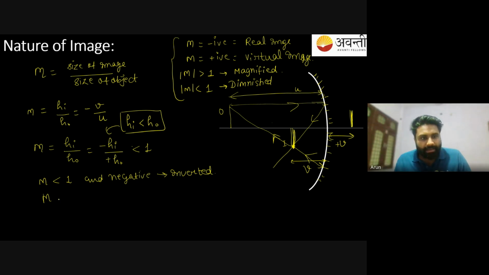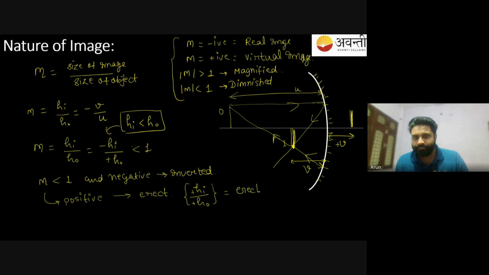But if m is positive, then the image will be what? Erect. See, because hi is also positive and ho is also positive. So this will give you an erect image. Okay, got it?